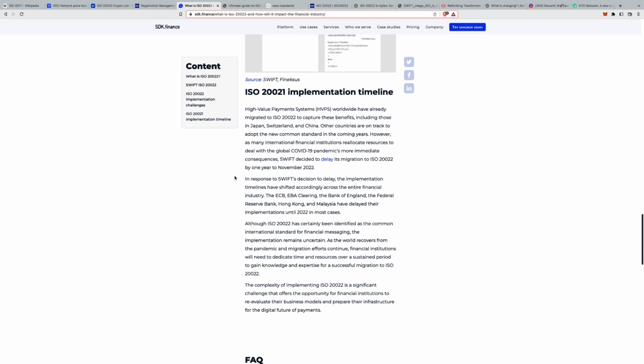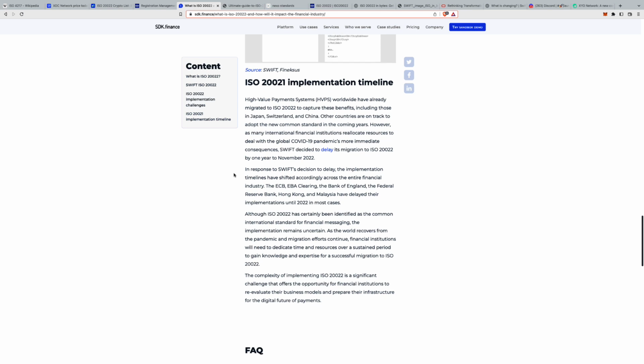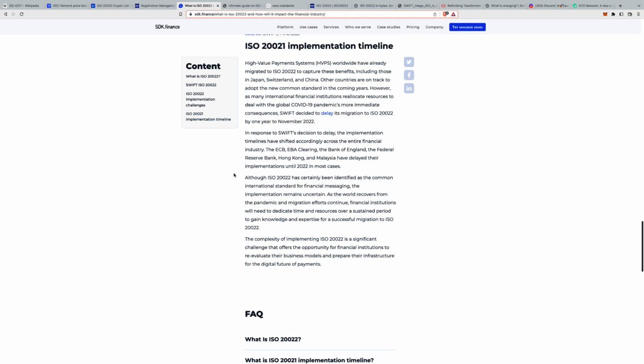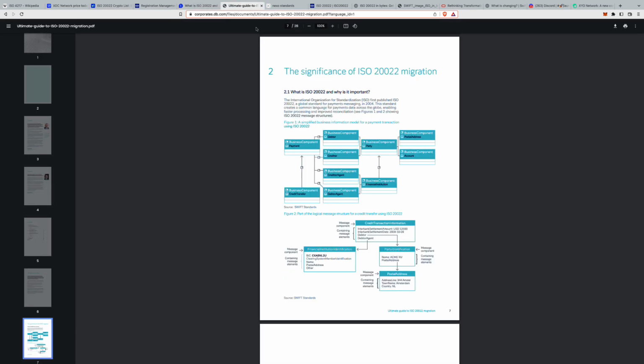All right, so let's go to this next article here. The ultimate guide to ISO migration, this is 28 pages, Dutch Bank. Let's see if we can find anything. This is the watershed moment for the industry. Over the next 5 years, the world's primary payment market infrastructures will undergo huge transformational change in response to demands for increased automation and cost efficiencies, enhanced market integration and real-time services.